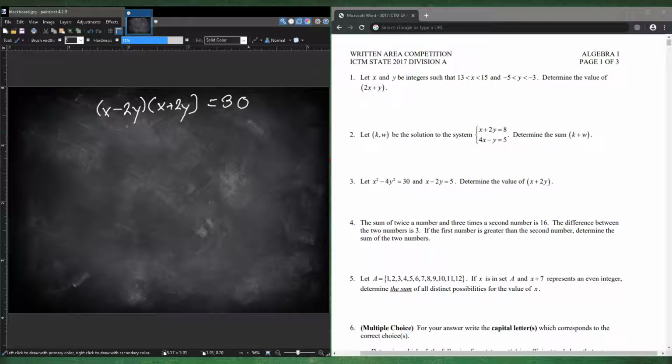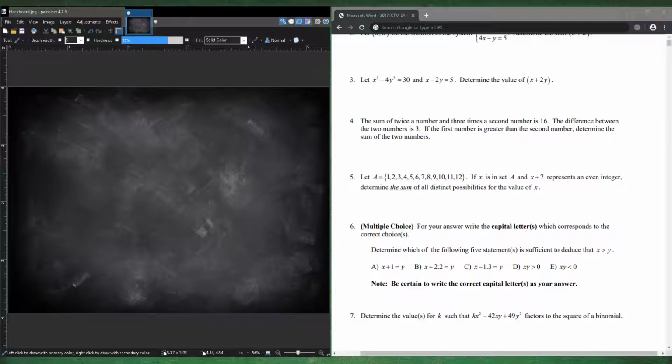And we know x minus 2y is 5, right? So then divide both sides by 5. So x plus 2y is 30 divided by 5, which is 6. So this is what we're looking for already. Our answer is just 6, and that's number 3. So we really don't have to solve for x and y.